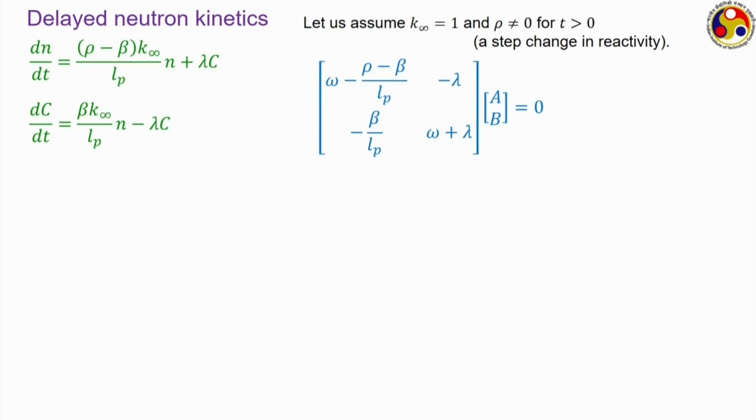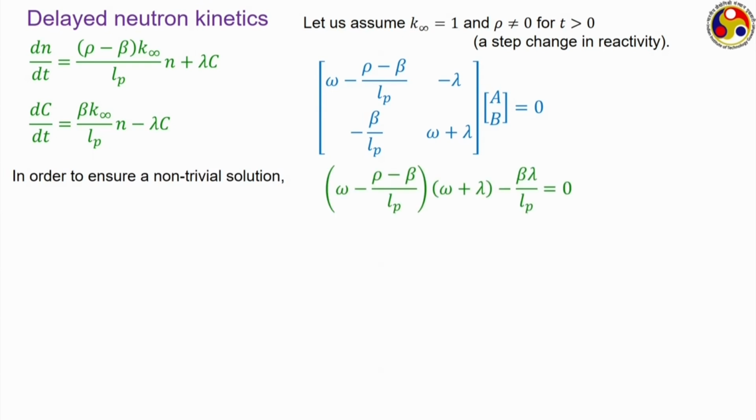So, this particular set of equations, these two equations, can have a non-trivial solution only if the determinant of this one is equal to 0. The determinant will be this particular component multiplied by this, minus this particular one multiplied by this one. So, this has to be equal to 0 in order to have a non-trivial solution for this matrix system.